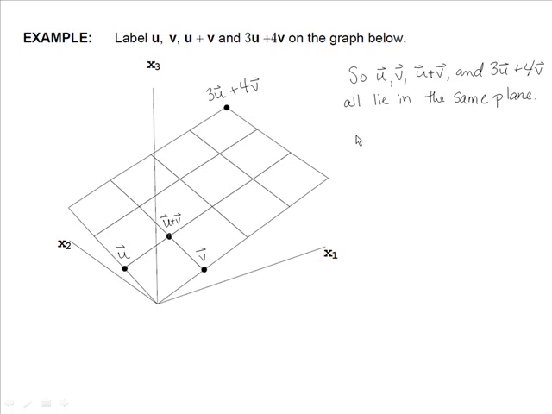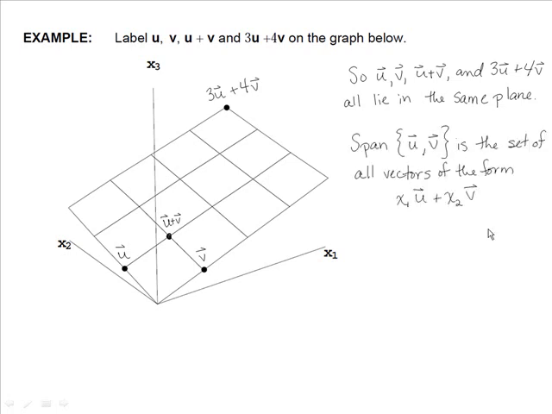So that means the span of u and v is the set of all vectors of the form x1 times u plus x2 times v. So here we see that the span of u and v is equal to a plane through the origin.